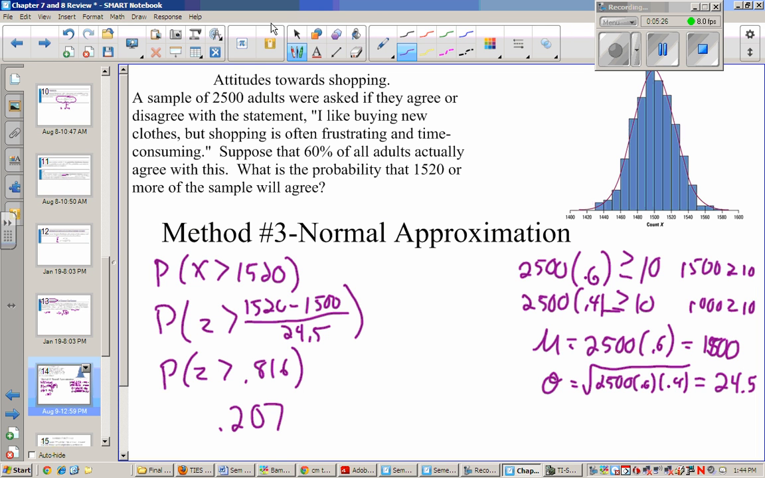0.207. So there's a few parts here. That's why problems like this are a lot of points. You have to write out your probability, figure out your z-score, and then find this probability. But before that, you have to find mean and standard deviation and check to see if we can use that normal distribution.